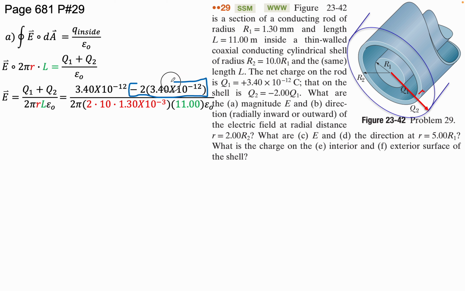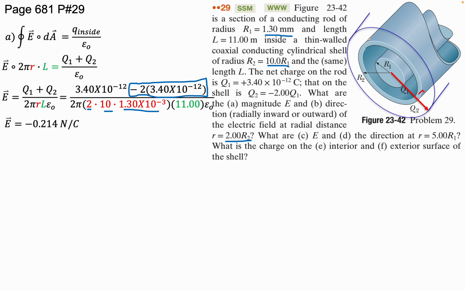Finally, down below here, this is a little confusing. You might remember that the outside piece, or this whole thing, is at a distance of 2R2. But again, remember, R2 is 10 times R1. So we've got 2 times 10 times the radius of that inner piece, which is 1.3 millimeters. Solving that, again, the length is 11 meters, that's given. Solving this, we get the electric field is that.